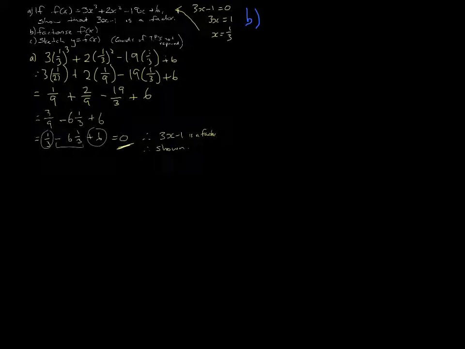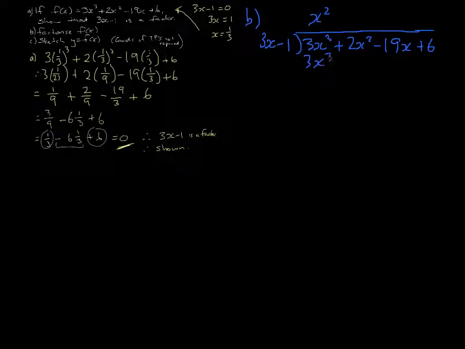So 3x take 1 will go into 3x cubed plus 2x squared, take 19x plus 6. That goes into there, so 3x cubed divided by 3x leaves us with x squared. X squared times 3x is 3x cubed. X squared by -1 is negative x squared. Need to take that away.